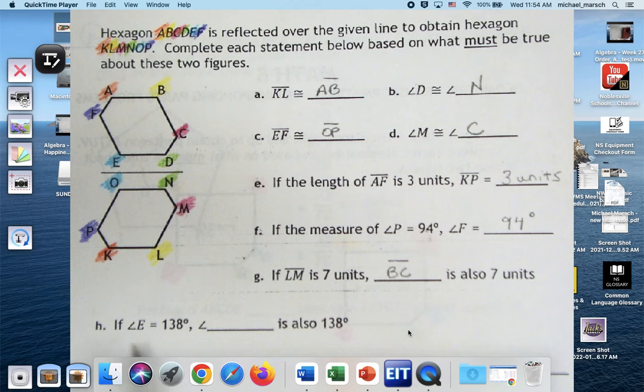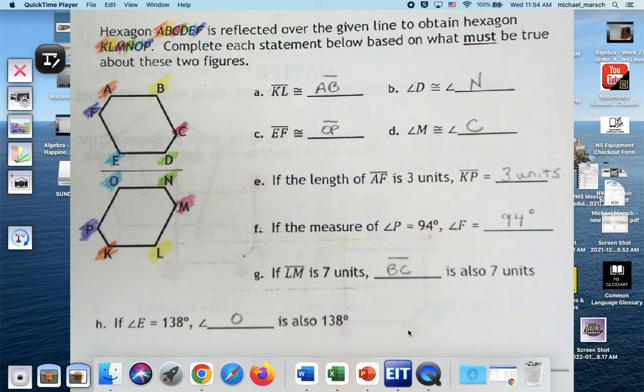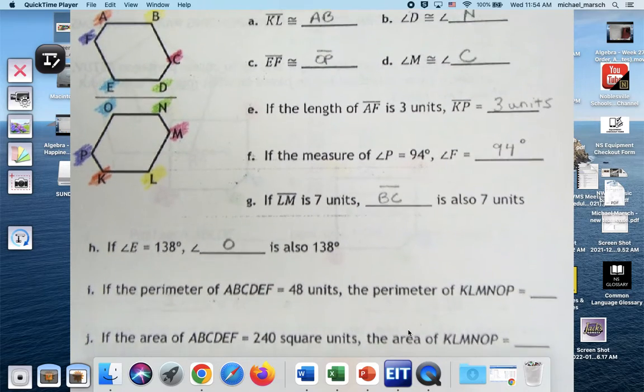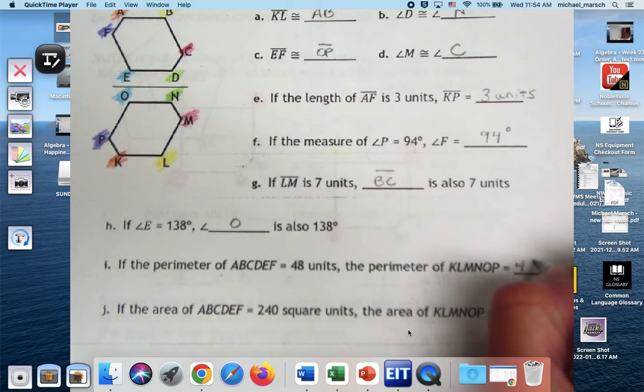Okay, if angle E is 138 degrees, what else is going to be 138 degrees? Angle O. And then because the size didn't change of these shapes, the perimeters and areas are also going to be congruent.